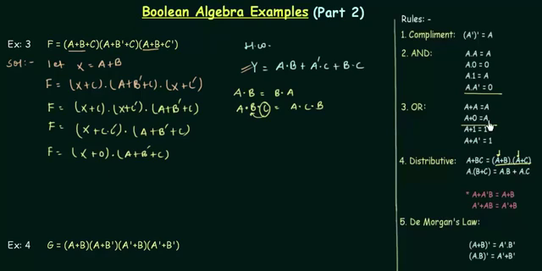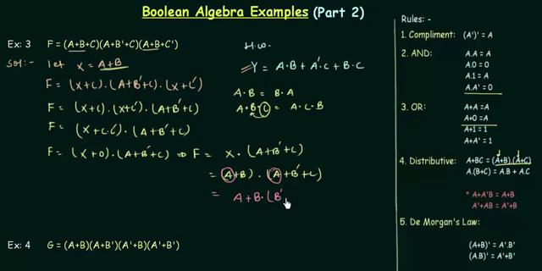X or 0 is equal to x. From here you can see a or 0 is equal to a, therefore function f is equal to x and a or b complement or c. Now we assumed x equal to a or b, so I will replace it by a or b. So a or b and a or b complement or c. Again we will use the distributive law because a is common. So using the distributive law, I have a or b and b complement or c.